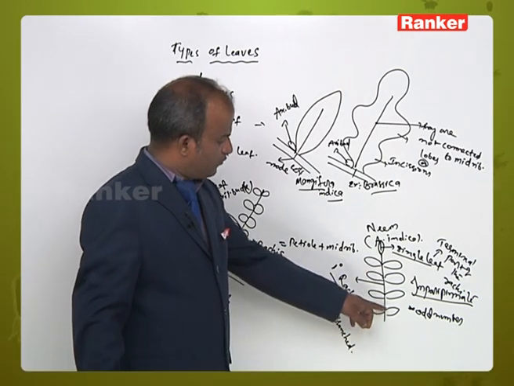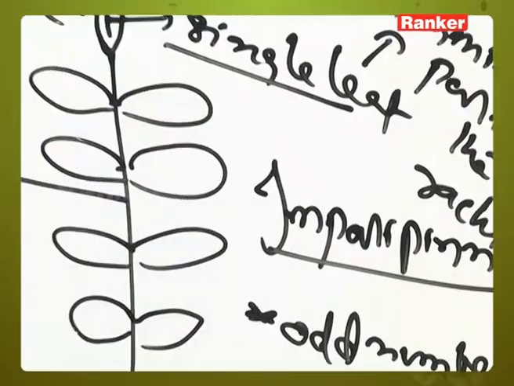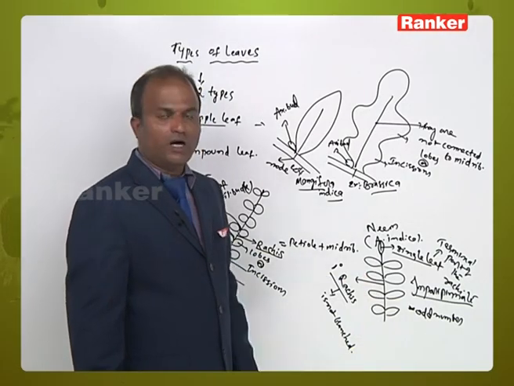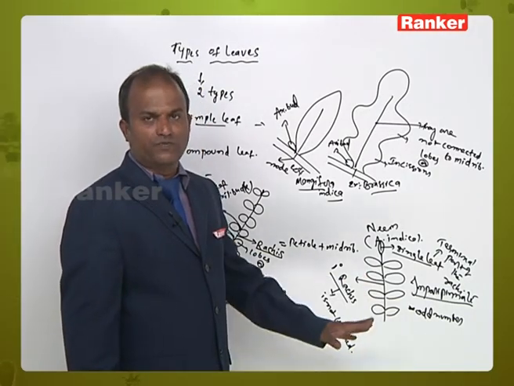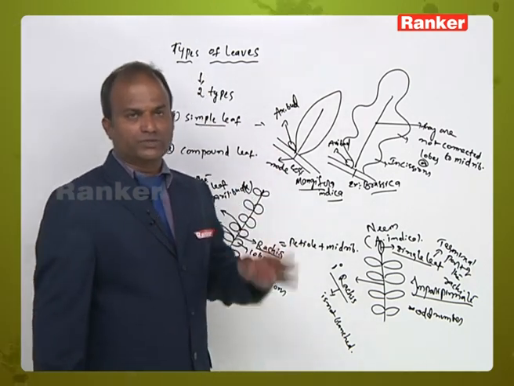Can you count these leaflets? 1, 2, 3, 4, 5, 6, 7, 8, 9. Nine is an odd number of leaflets. So this is about the types of leaves, which we have completed.